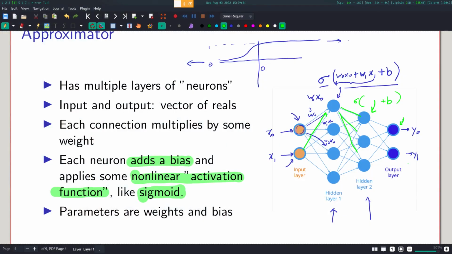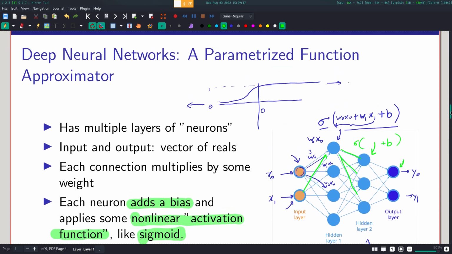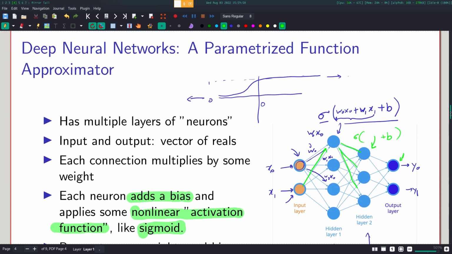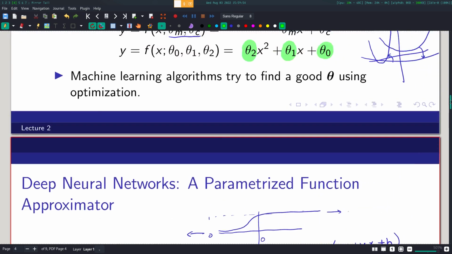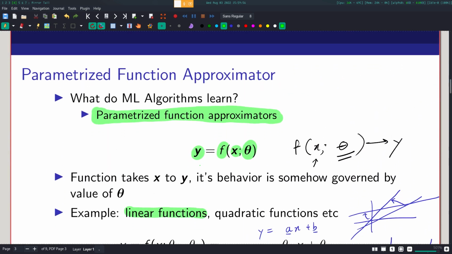Okay, so this is basically the idea. You take a weighted sum, add some bias, apply some nonlinear activation function, and you do it again and again, layer by layer, right? So remember, what we are looking for is a parametrized function approximator. It should basically look something like this, right?